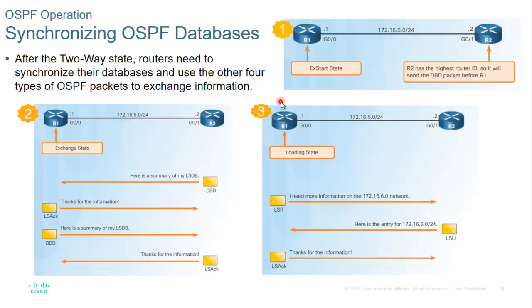After the exchange state, we move to the loading state. While R1 is loading information from the database, he needed more information, so he sends a link state request to R2. I need more information on the 172.16.6.0 network. And then R2 will reply with the link state update. Here is the entry for that particular network that you want, and then he acknowledges the update. Thanks for the information. The moral of the story is, router is very polite.